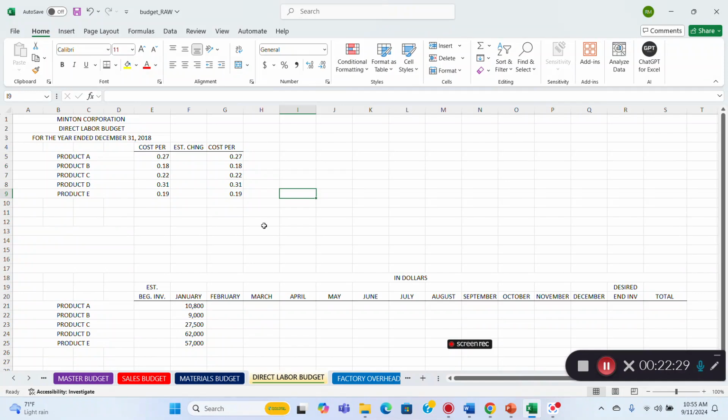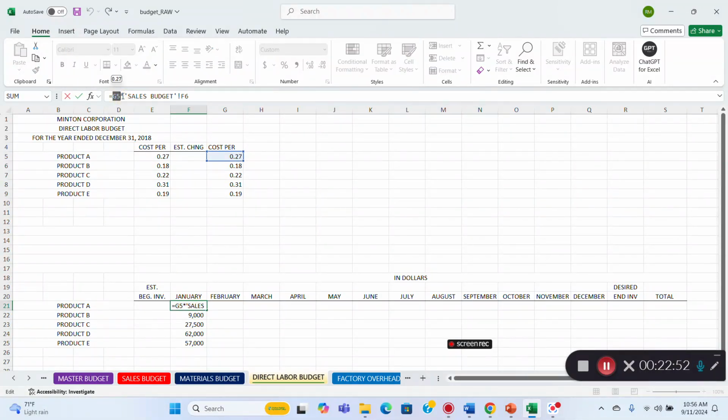And so if I look at this one now, I have to say that G5, that's this guy, is an absolute. And the sales budget that we're coming up with is a relative reference. So if I change this here to an absolute reference by F4ing it, and then go to the next one and do the same thing, you only have to do it once.